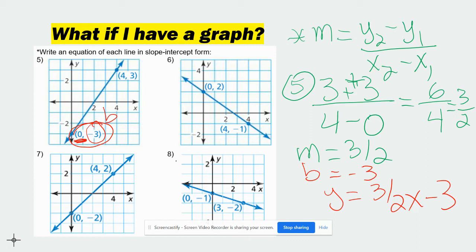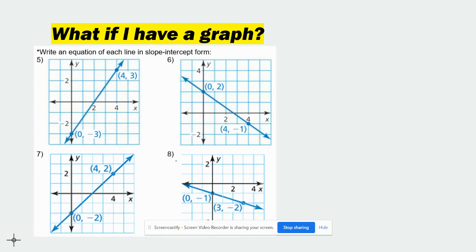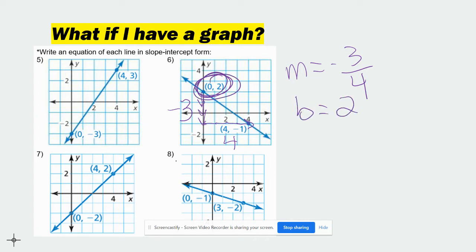That's not the only way, though, that we can do finding the slope. Maybe we use our graph itself to find the slope. Remember, you can count the rise over run. So we have 1, 2, 3. We're going down 3, so that's -3. And then to the right, 1, 2, 3, 4. So our slope is -3/4. And then our y-intercept, they gave us 0, 2. That means b is our 2. Y equals -3/4 x plus 2.